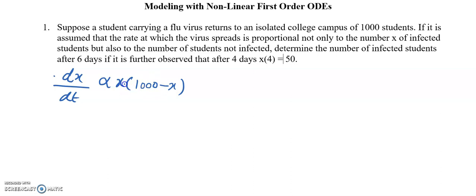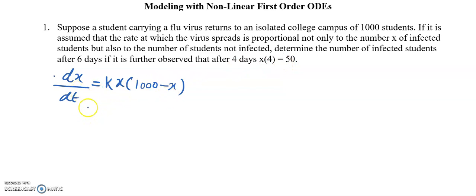So dx over dt is proportional to x, and dx over dt is also proportional to 1000 minus x. To remove the proportionality symbol, we introduce a proportionality constant k. So dx over dt is equal to k x times 1000 minus x. This is the differential equation in this case. Now we have to find how many infections there are after 6 days, given that the infections after 4 days are 50.